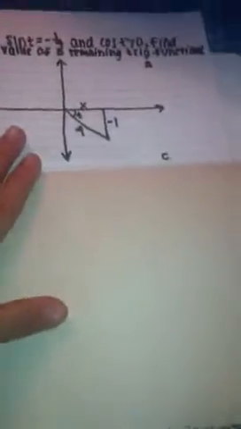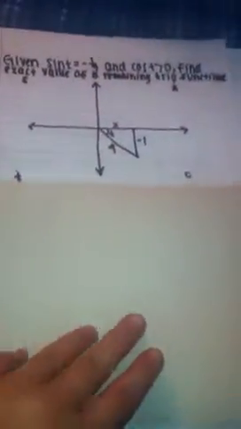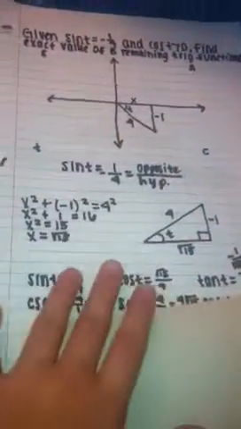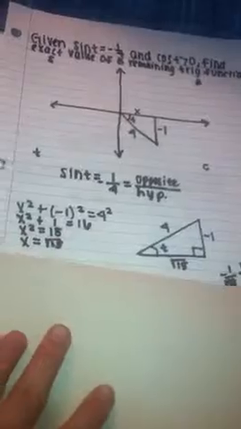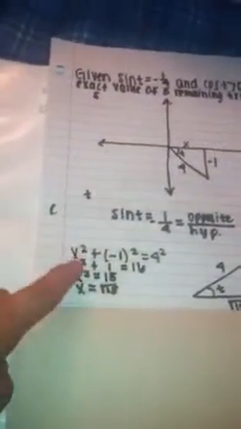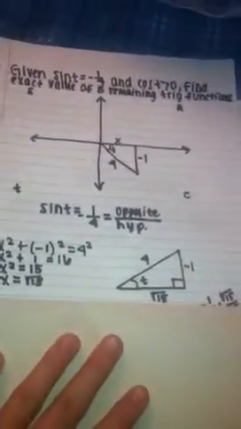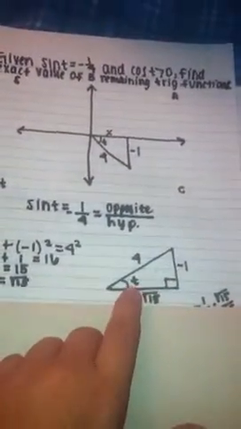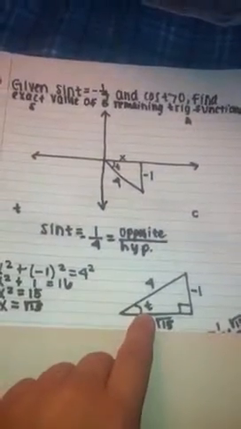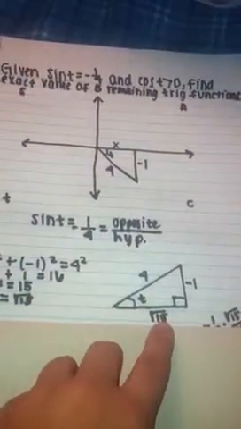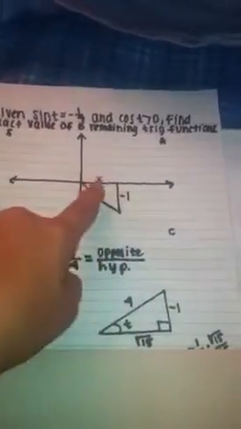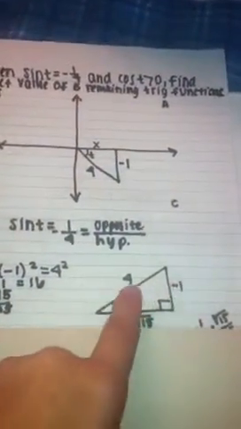So now we need to find x. And to find x, we would do the Pythagorean theorem. The Pythagorean theorem states that x squared plus -1 squared equals 4 squared. So x squared plus 1 equals 16. X squared equals 15, so x equals the square root of 15. Now we can make this triangle, with t being the theta, the square root of 15 plugged in where x was, and then the -1, and then the 4.